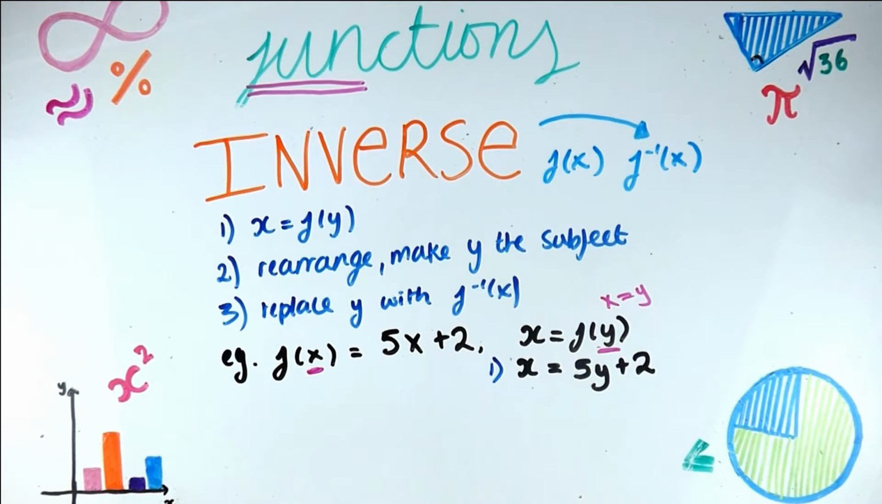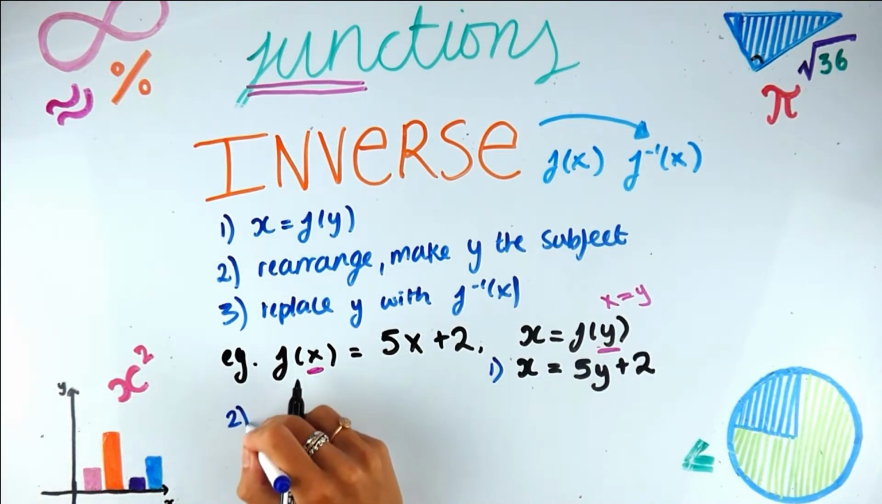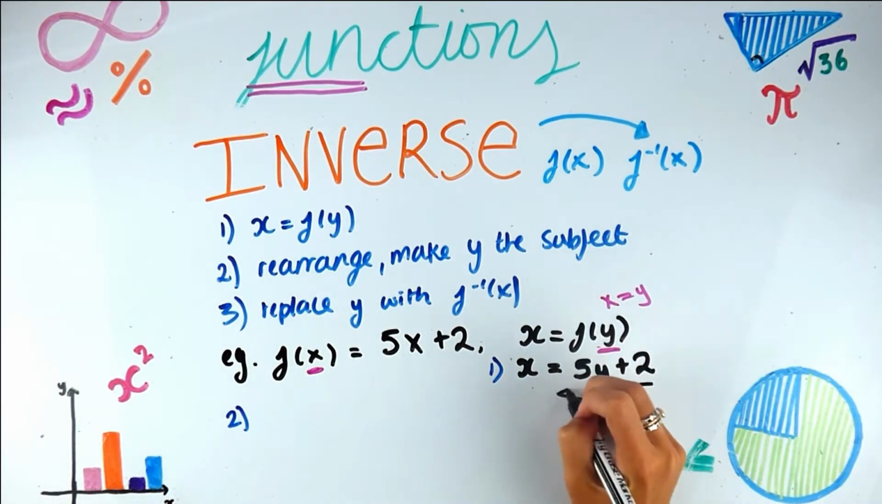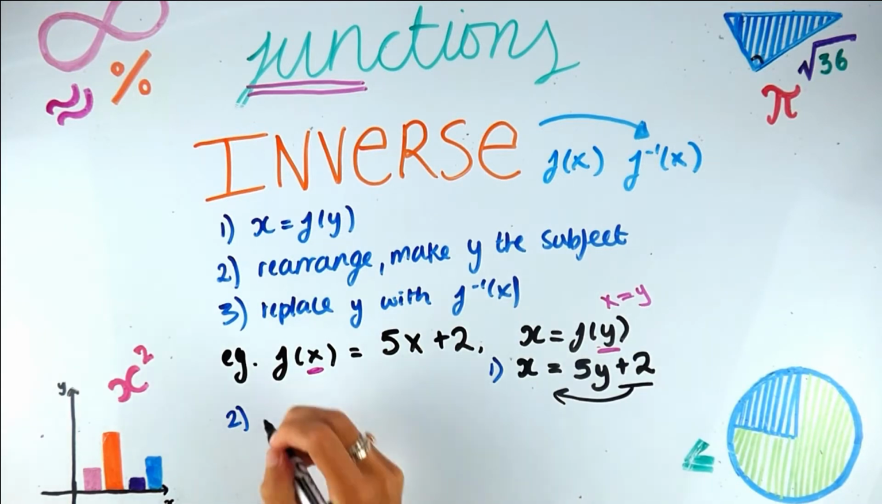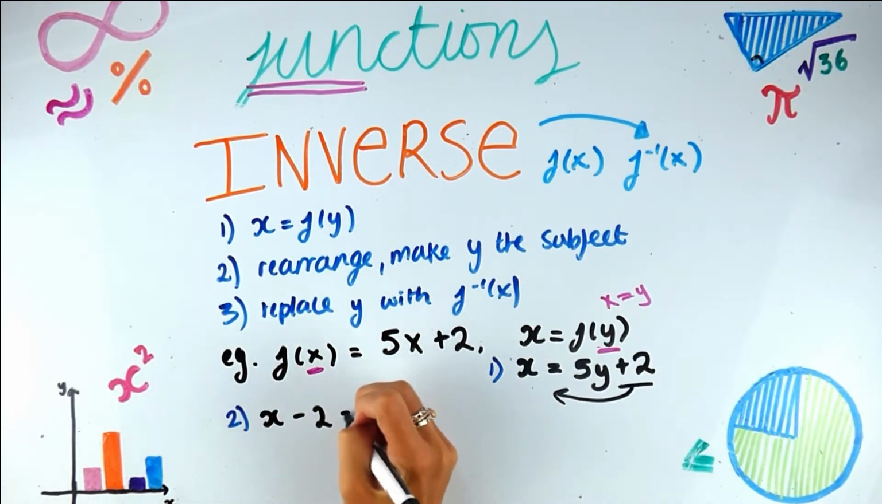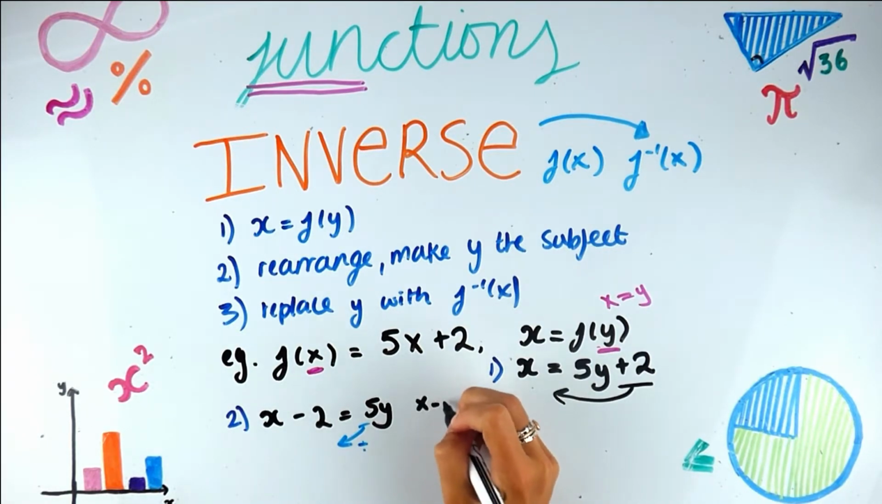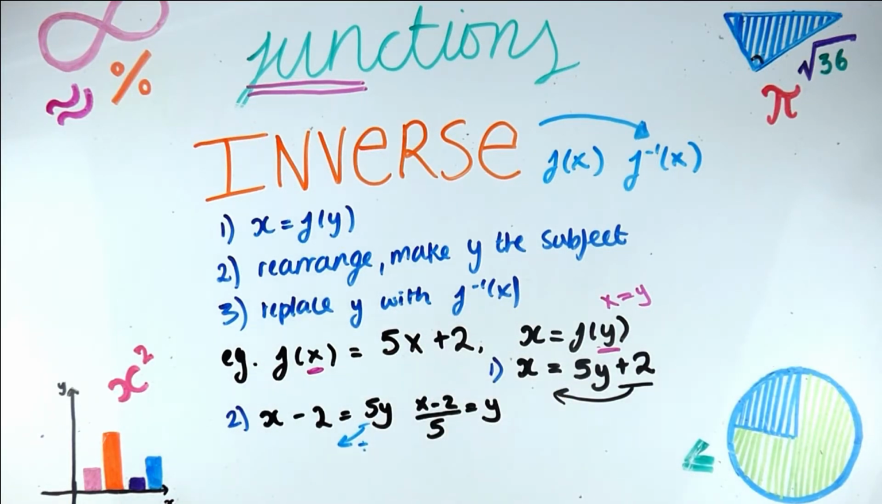Step 2 says rearrange and make y the subject. So I'm going to go over here for step 2. So here I'm going to get rid of this 2. When I take it over there, it's plus 2 on that side, so it's going to be minus 2. x minus 2 equals 5y. And then I've got 5 here, and when I take it over there, it's multiply on this side. I'm going to do the inverse operation and divide that side. So I have to divide all the terms by 5. So I've rearranged, and y is now the subject of my formula.